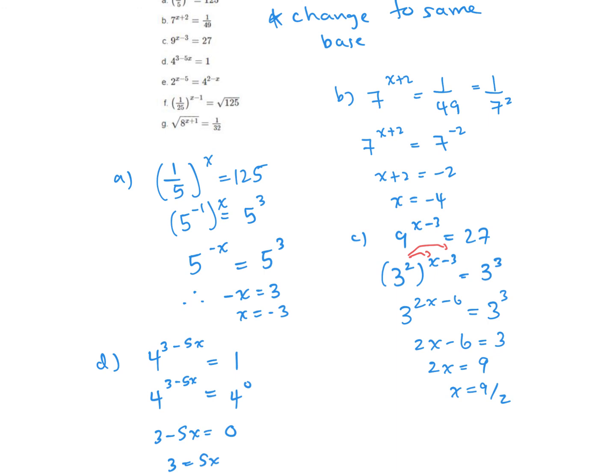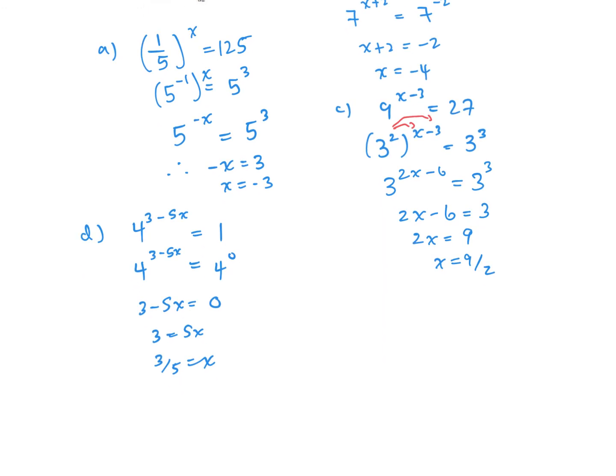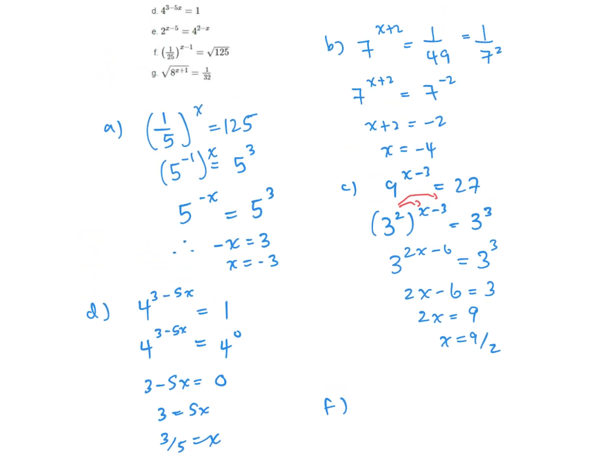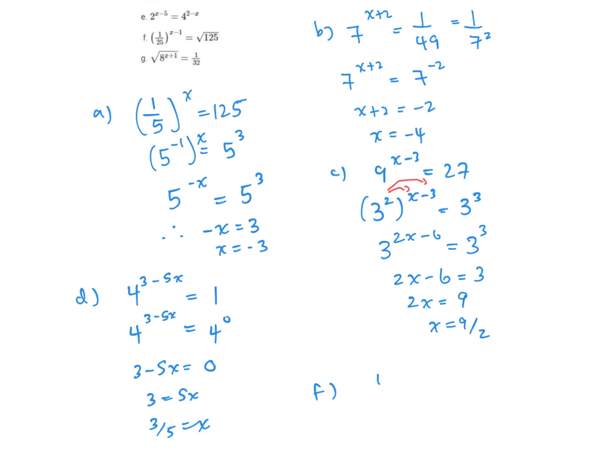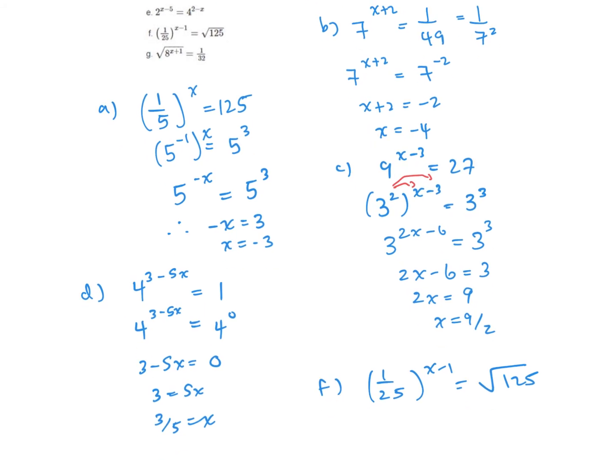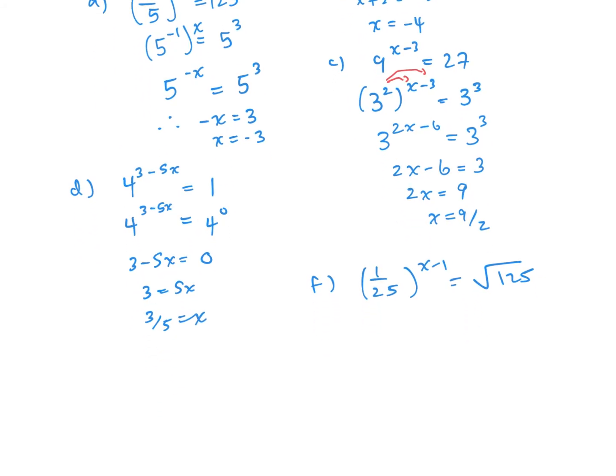I'm just going to skip down to f. So f says 1 over 25 to the x to the negative 1 equals the square root of 125. Okay, so 25 and 125 are both multiples of 5. So 125 is 5 to the power 3, and 25 is 5 to the power 2. So we'll do that first. And then I want to bring the 5 to the power 2 to the numerator, so let's make that 5 to the power negative 2.